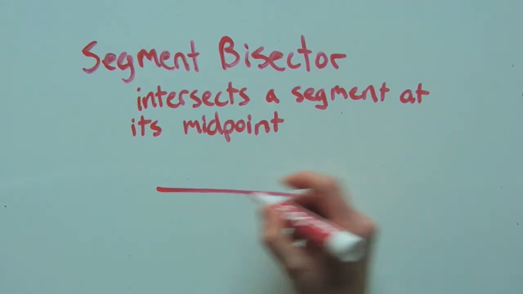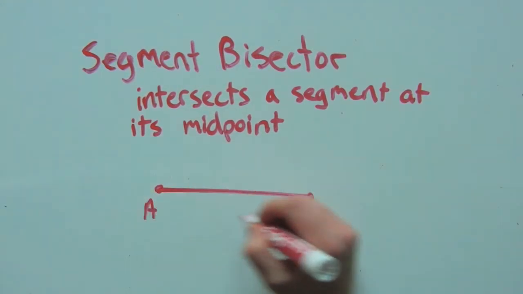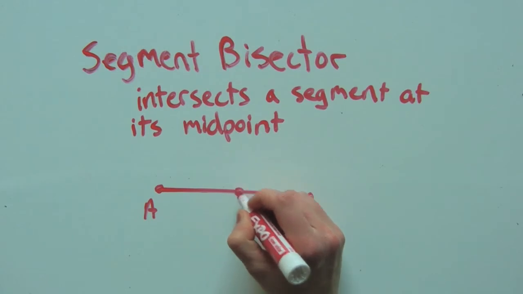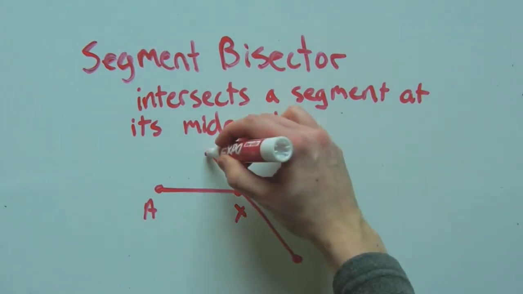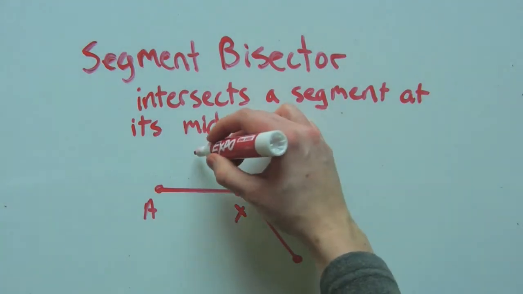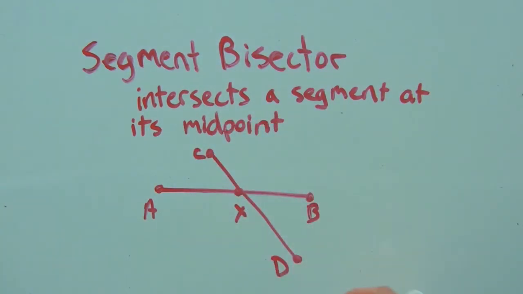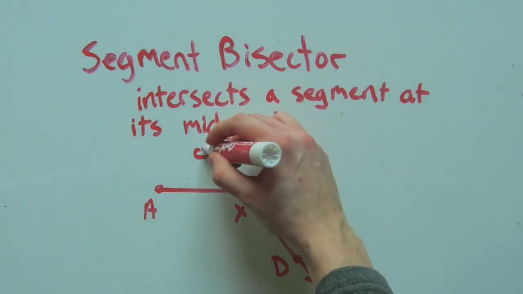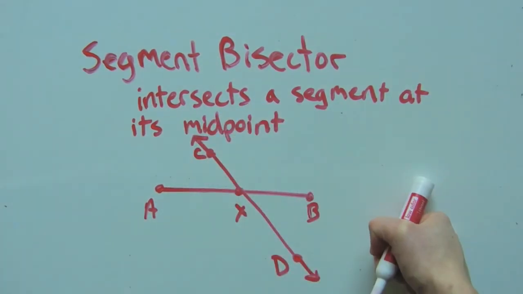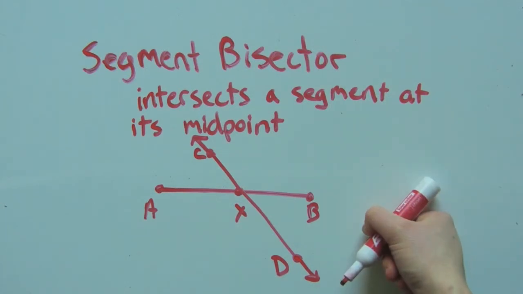So if we have a line, let's go with A, B, and our midpoint is at X, we can have some other segment run through that. Let's name this CD, and that CD will be a segment bisector because it intersects AB at the midpoint X. We can create CD into a line. Now, line CD is a segment bisector of AB.